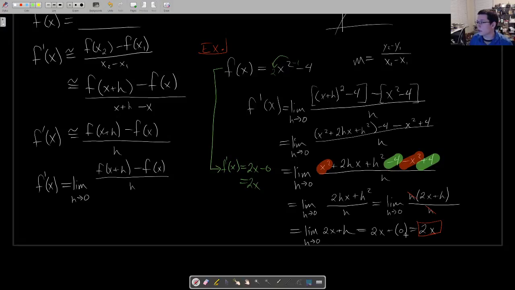That's really all there is to it on the formal definition of the derivatives.